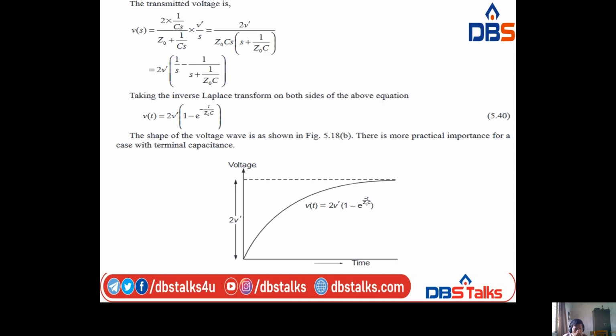So transmitted voltage V(s) is equal to 2 into (1 by Cs) divided by (Z0 plus 1 by Cs) into V dash by s, that is equal to 2V dash by Z0 C into 1 by (s into (s plus 1 by Z0 C)). By applying partial fractions, this is 2V dash into (1 by s minus 1 by (s plus 1 by Z0 C)).